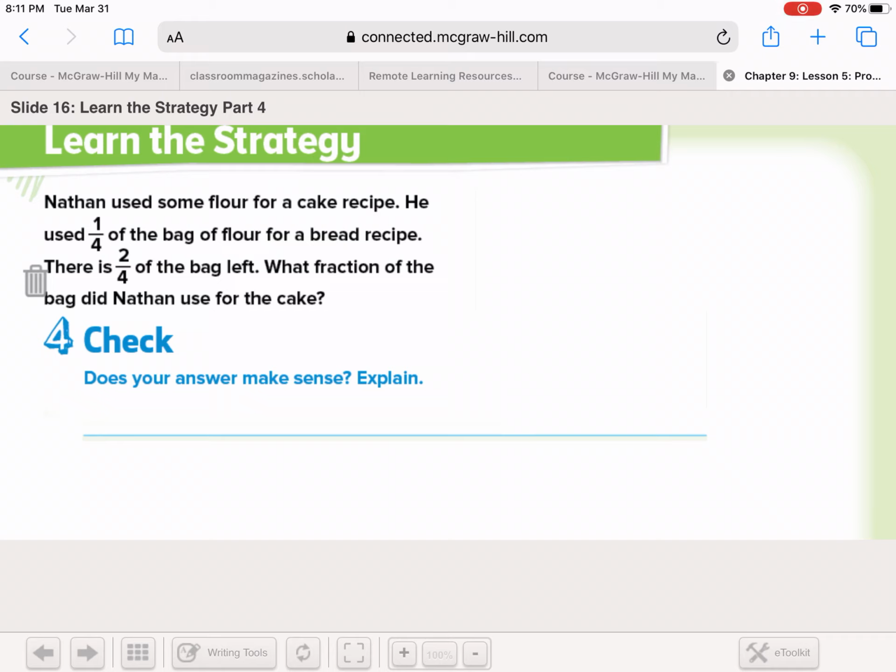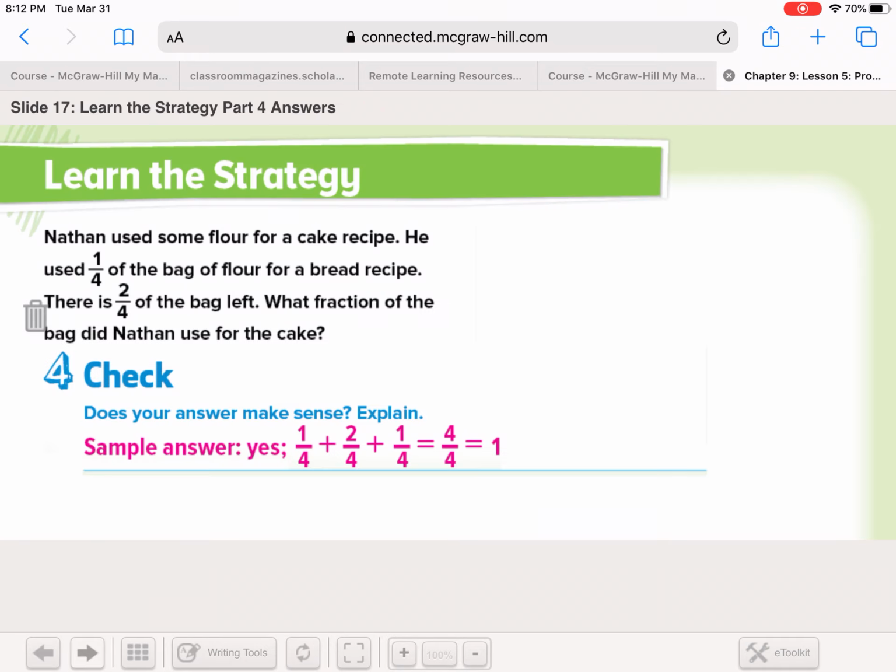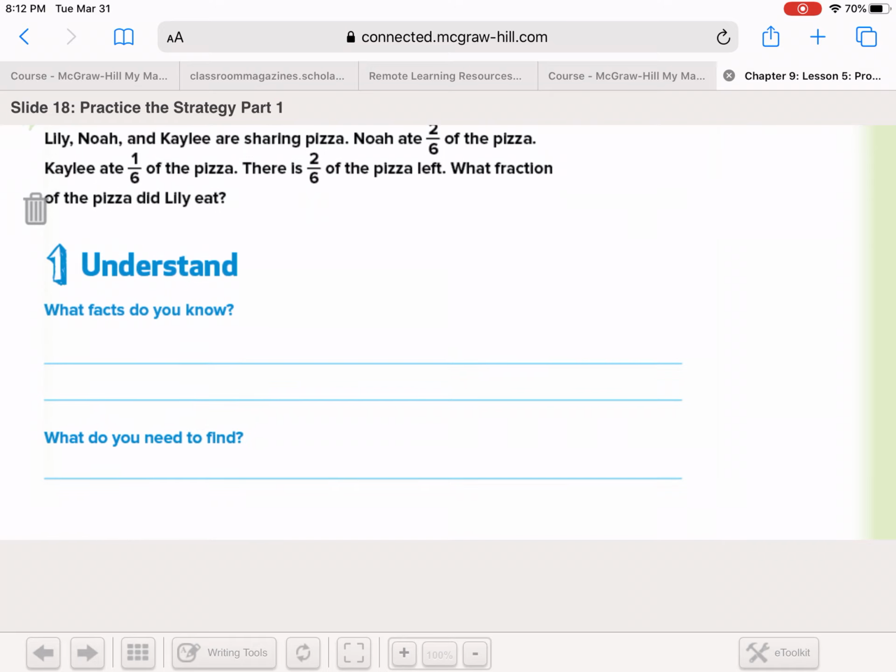You would say, my answer made sense because I know that 2/4 plus 1/4 is 3/4, and 1 whole is equal to 4/4, and 4/4 minus 3/4 is 1/4. Woof! It made me tired just even explaining that. But that's what they would want you to explain. Okay? So I'm just being straight with you guys. All right? And see, that's exactly what they just kind of did here.